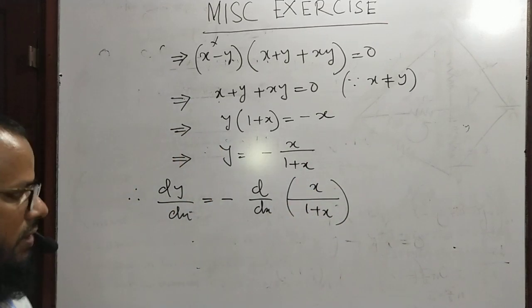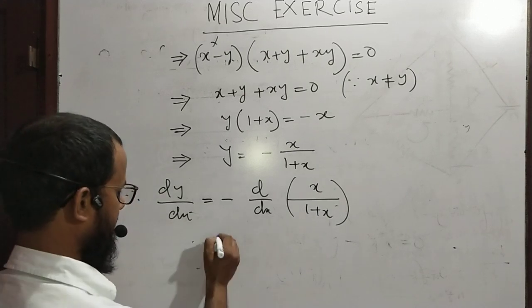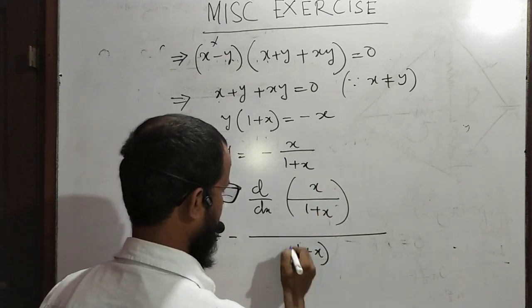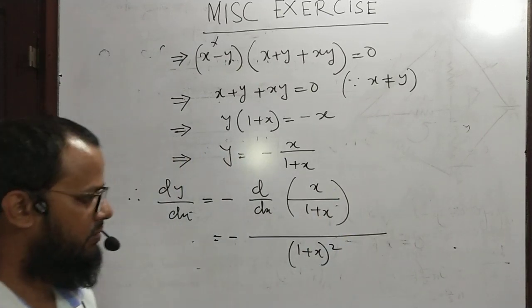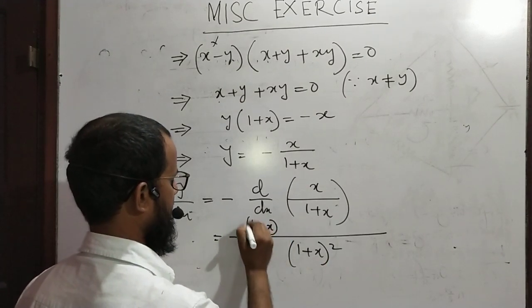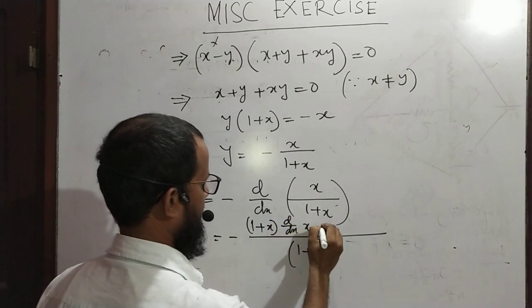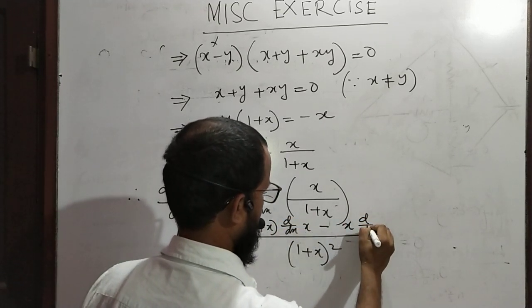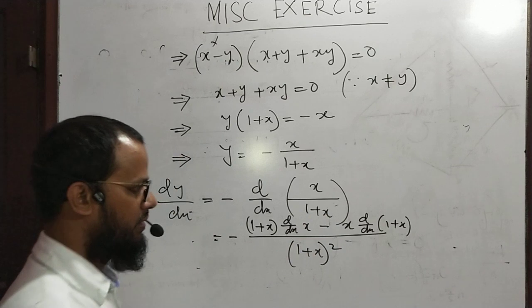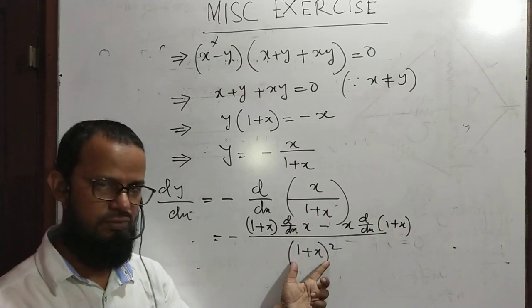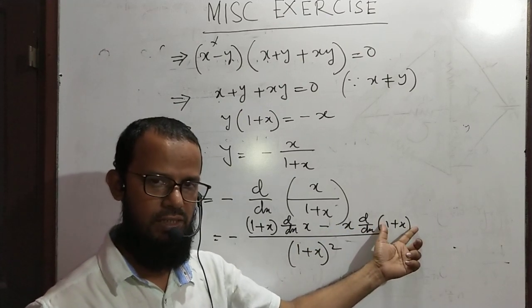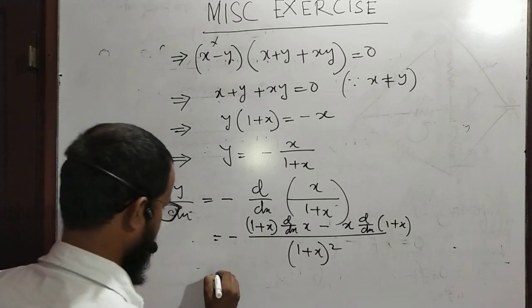Okay, now you can apply the u by v formula. Minus is there. What is the formula? u by v, below it is v square, and v is 1 plus x, so v square. The numerator begins with v: 1 plus x into d by dx of x, minus x into d by dx of 1 plus x. The formula is d by dx of u by v equal to v square below, and v into d by dx of u minus u into d by dx of v. So this is the formula.